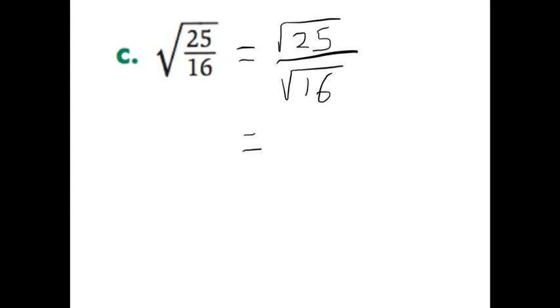The same thing can be done with division, not just multiplication. And this radical right here, the square root of 25/16, since those are both perfect squares, we can break it up into square root of 25 over the square root of 16, and then just simplify the top and the bottom. So this becomes 5 over 4.